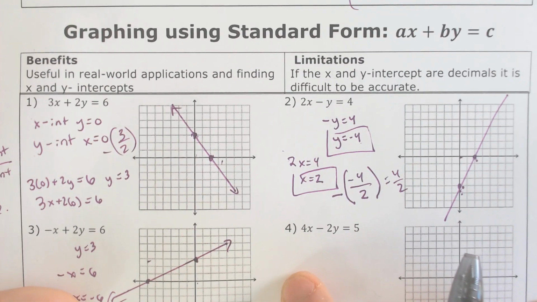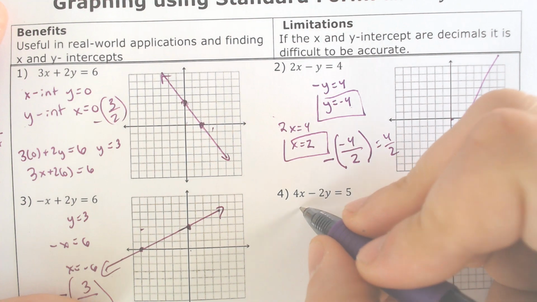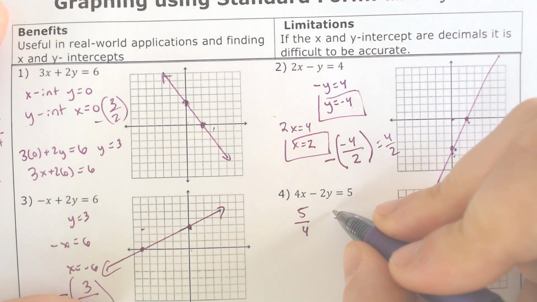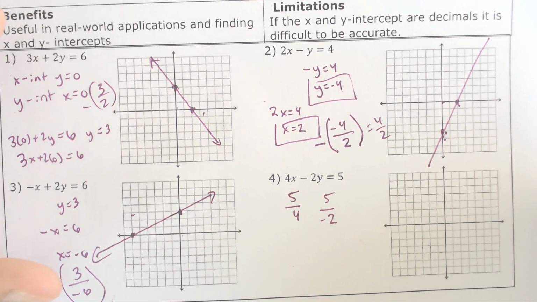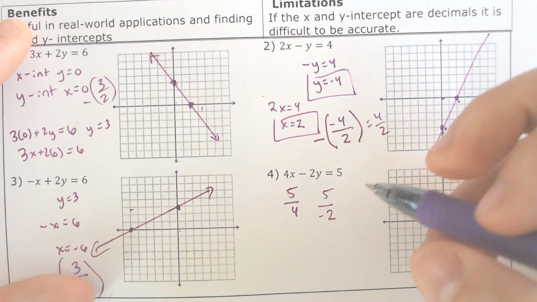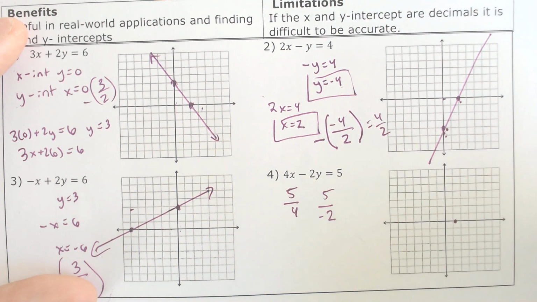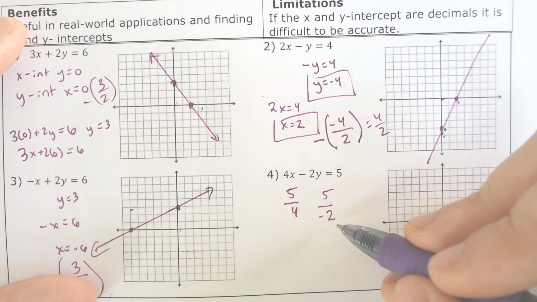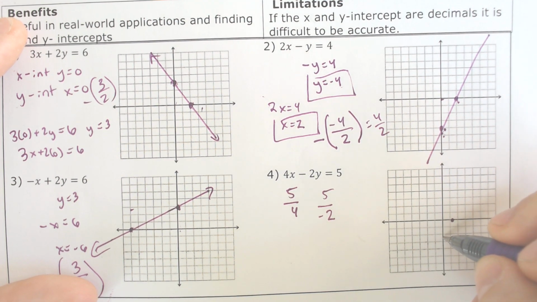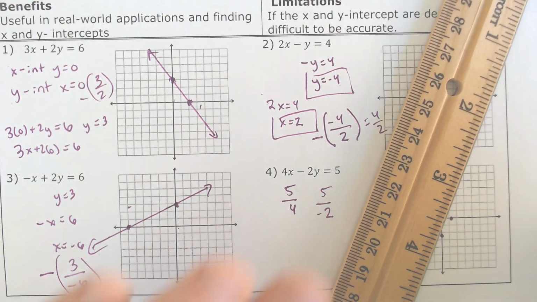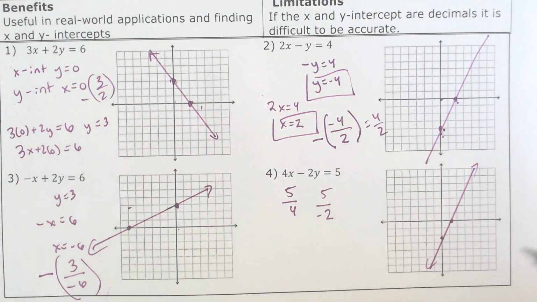Last one for standard form. We got 4x minus 2y is equal to 5. Well, you may notice that 5 does not divide by 4, and 5 does not divide by negative 2. Both of those are ugh. But they are still points, and you could use them. And if we plot them, 5 divided by 4 for our x-intercept is 1.25, so a hair more than 1. And 5 divided by 2 is 2.5, and it's negative, so it's going to be negative 2.5.